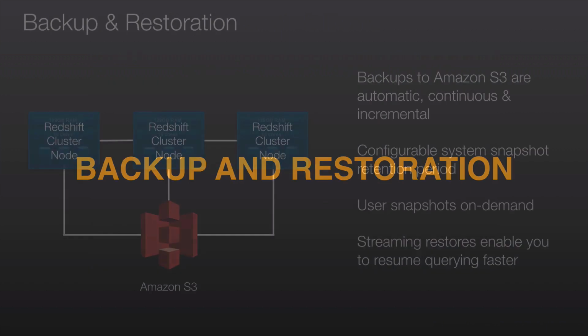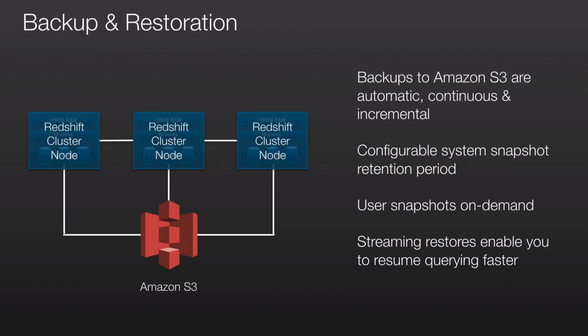Backup and restoration. This is a very important feature of Amazon Redshift. And the first thing to say is that backups to Amazon S3 are automatic, continuous, and incremental. So it's not something that you need to configure other than configuring the snapshot interval and the snapshot retention period. So how often do you wish to store a snapshot of your data, and how long do you wish to retain these snapshots for. Those two variables, by the way, default to a 1-day snapshot interval and a 35-day retention period. So your recovery point objective for this service is 24 hours essentially with the default settings.